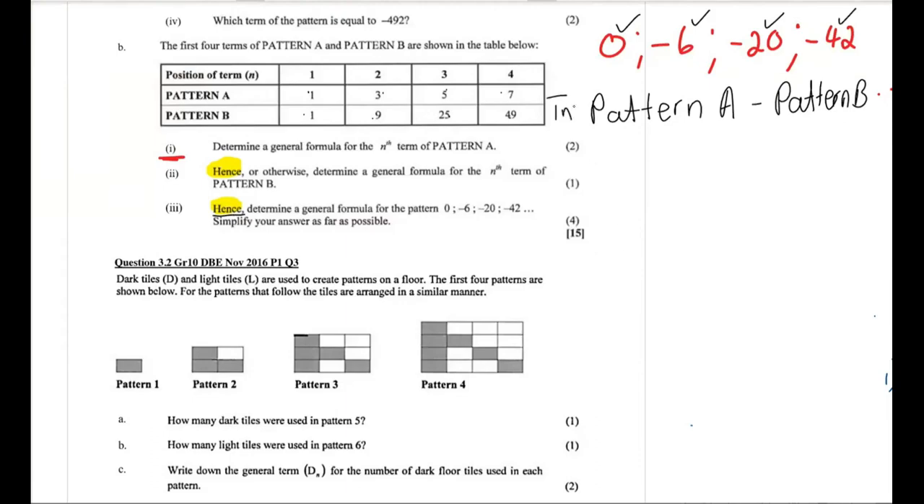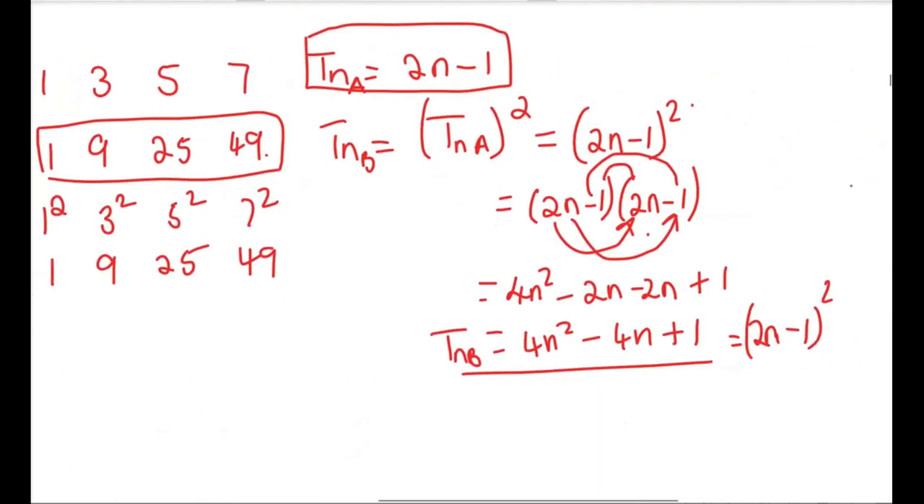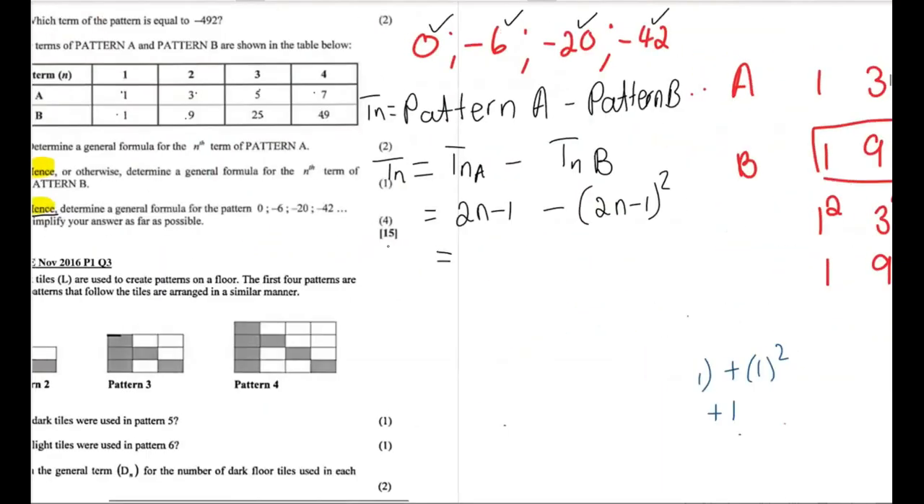For me to find the general term for this pattern, it will be equal to pattern A minus pattern B. Now, what is the general term for pattern A and for pattern B? We have just found them above, isn't it? So let's put them in. General term for pattern A, we found it to be 2n minus 1. The general term for pattern B, we found it to be (2n minus 1) squared. But remember, we went on to expand it and we got it as what? 4n squared minus 4n plus 1. So I'm going to put it in. So this pattern will be 2n minus 1 minus (4n squared minus 4n plus 1).